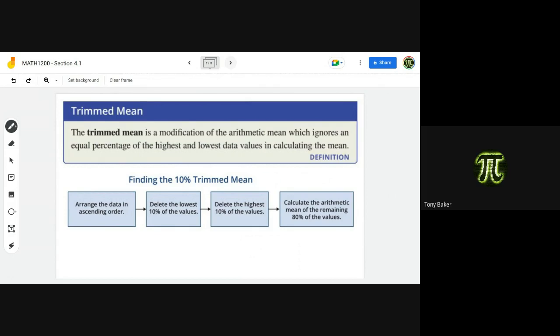So is it a value each time? Not necessarily. It depends on how many values I have. They will typically tell you a percentage, like in this case, it was 10%. So if I had 10 values, yes, I'd cross off one at the beginning and one at the end. But if I had 100 values, I would cross off the lowest 10 and the highest 10, and I'd average the ones in the middle. So you basically eliminate, actually it ends up being 20% of your values because it's the highest and the lowest parts. Why would we want to do that?